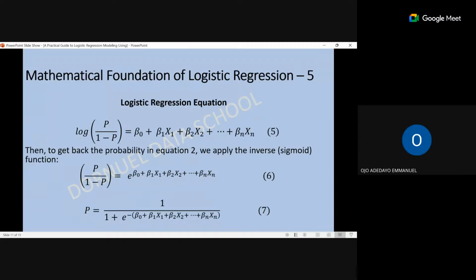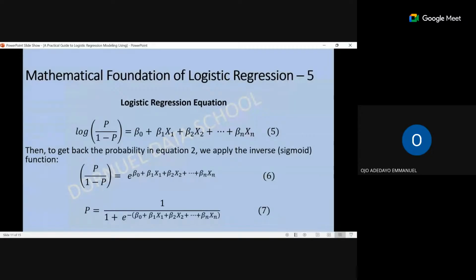Now, let us say I have the logistic regression model and I want to get the probability, which is in equation 2. Remember, I showed the probability in equation 2. Then we apply what we call the inverse function, which takes its value from 0 to 1. Remember the S shape that I showed you the other time; it takes its value from 0 to 1. It is called the sigmoid function. We're going to apply the sigmoid function to equation 5 in order for us to get the probability.